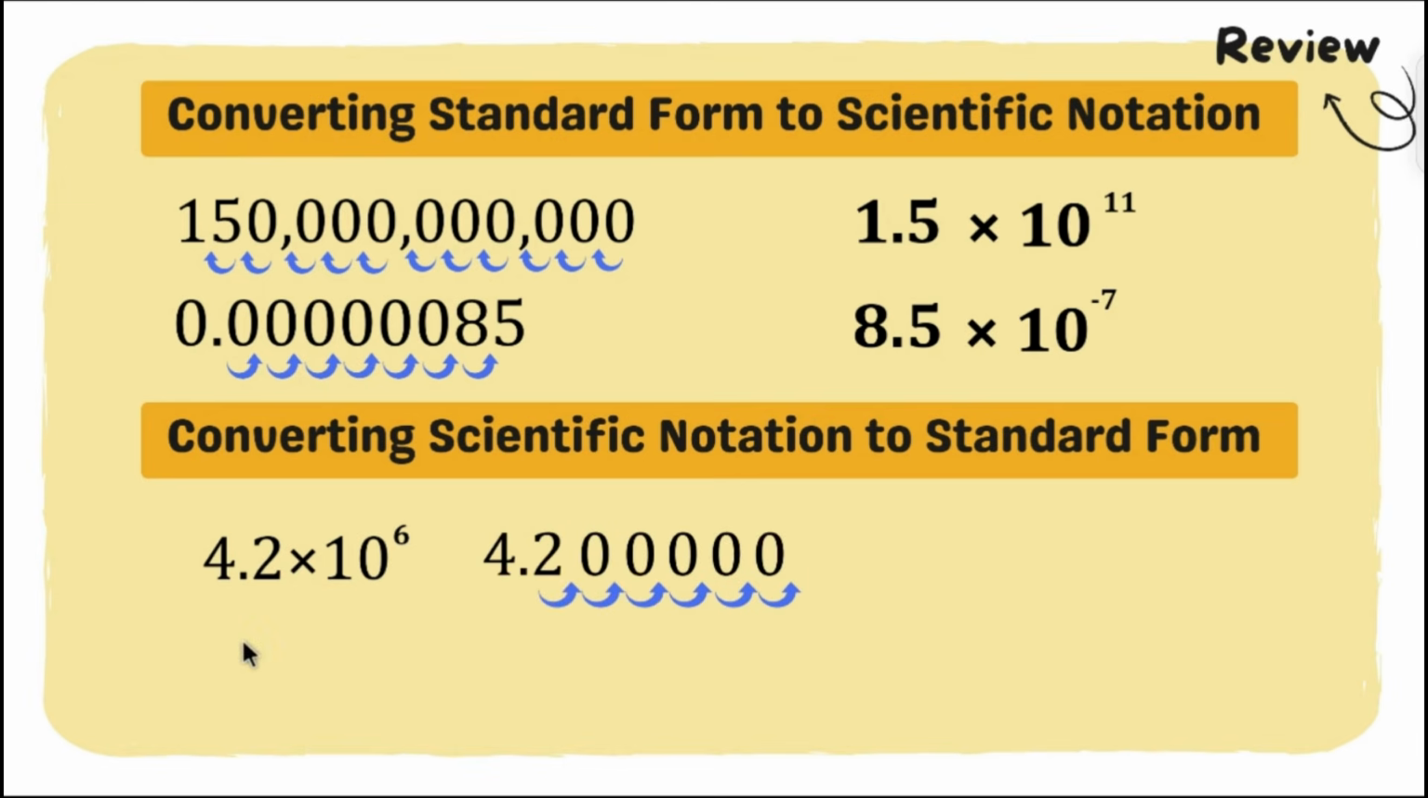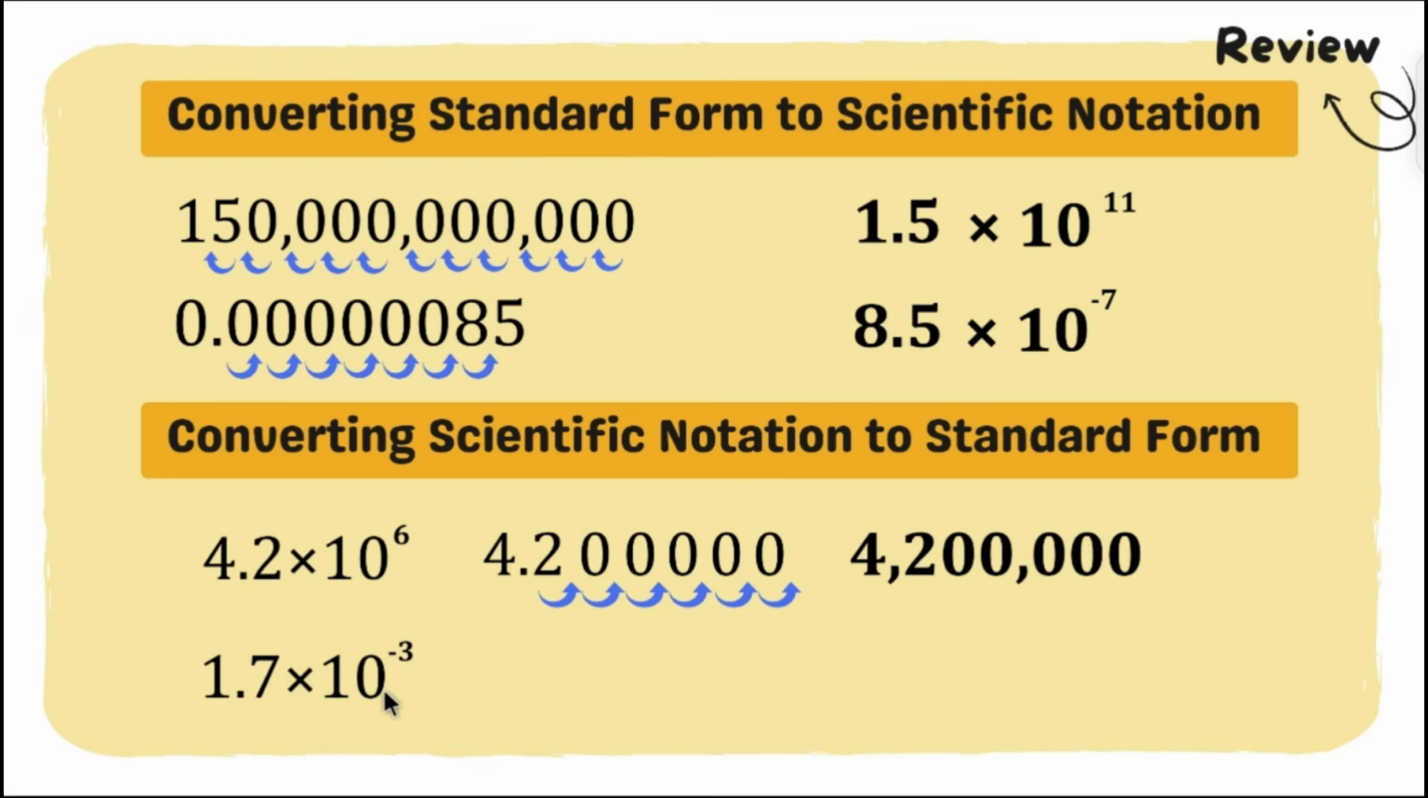Okay, so we will move the decimal point. If the exponent is positive, we will move it to the right. So we have here 4.2. Yung ating decimal point, mapupunta na po dito sa end ng ating number. And we will now have 4,200,000. Okay?